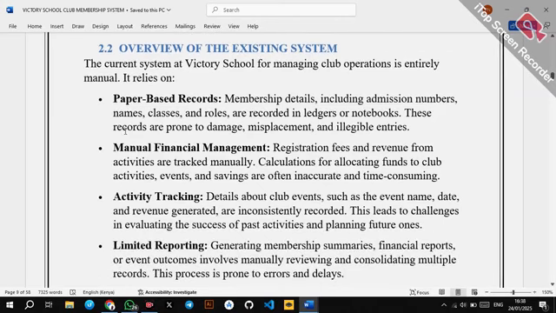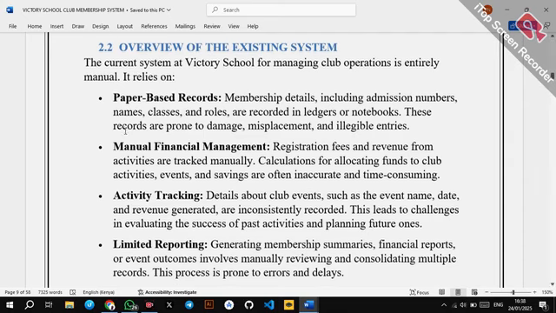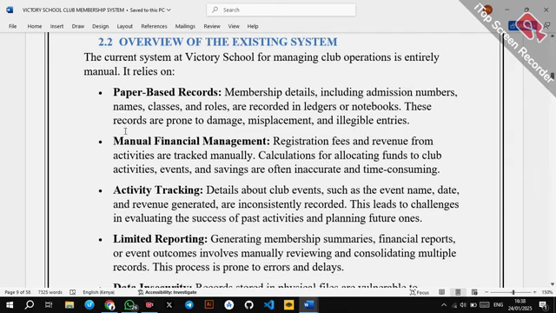So, the overview of the existing system. We are coming from the background information and problem definition, and you know that the current system, the existing system, is a manual system. So what is the overview? The general structure of this existing system, the manual system.